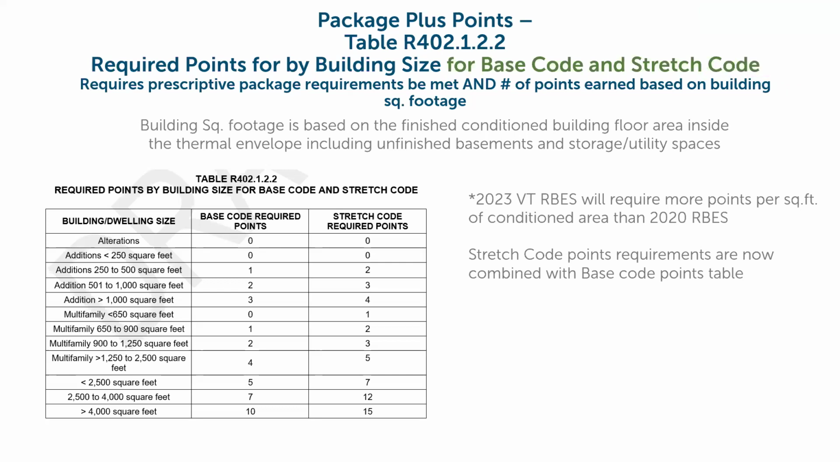We do have a couple more questions, Steve. Okay. The first is, the 2024 RBES code on the public service website shows a 0.30 U value for fenestration. Has that changed again?